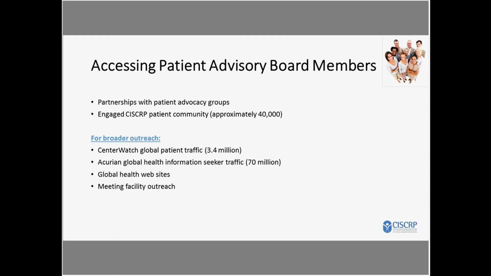We access patient advisory board members from a variety of resources. Typically, we have partnerships with patient advocacy groups, or we also have our CISCRP patient community. Sometimes we may have a little bit more criteria that require a broader outreach, and we have several different resources there as well. We have CenterWatch, which has a large global patient traffic population, and we have some global health websites as well. So the key here is that there are many different resources that we can draw from.